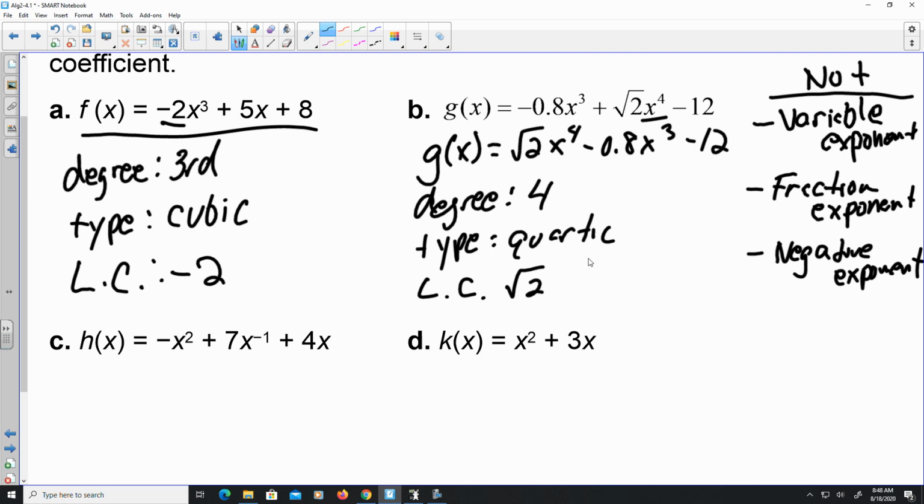Now, if you look at C, this particular one has a negative exponent, -1. So this one is not a polynomial. So it makes it pretty simple. And I'll do D real quick. It's written in standard form. It's a second degree. It is a quadratic because it's a second degree. And the lead coefficient in this case is 1.